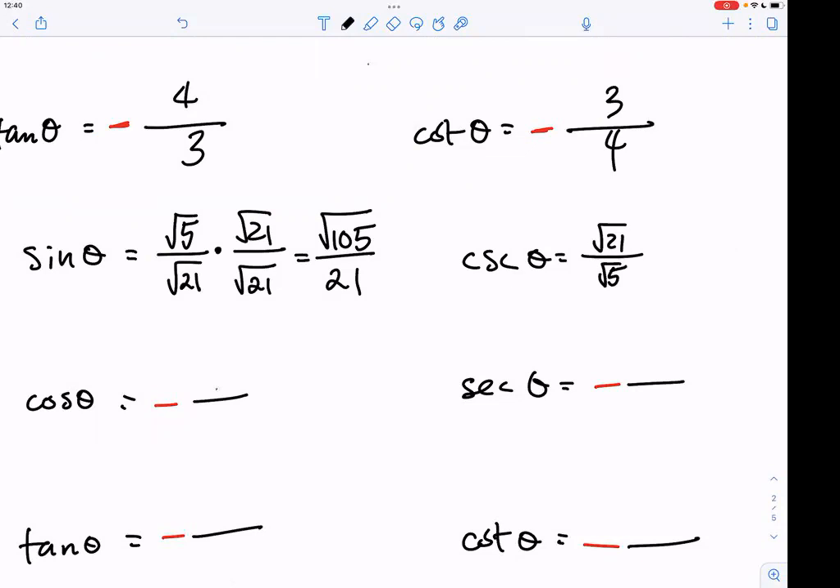Now you have to do rationalization anyway. But if you use the square root of 105 over 21 and you reciprocate that number, you will end up with a gigantic number. We never like gigantic numbers. So we just do square root of 21 over square root of 5, and then we multiply by root 5 over root 5 to rationalize it. So the numerator will be root 105, but the denominator is just 5.